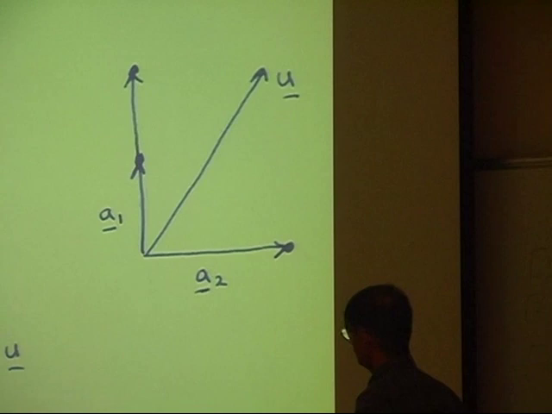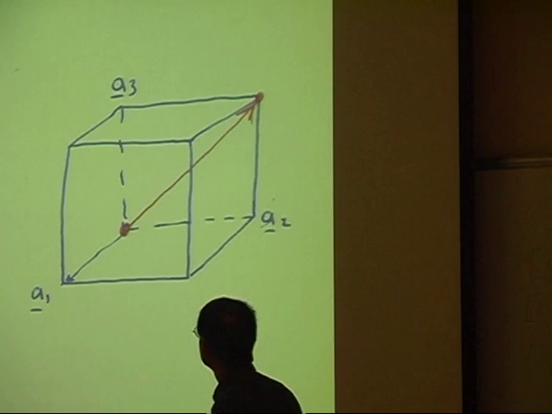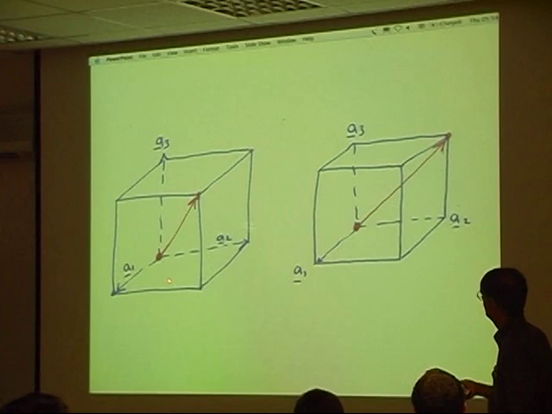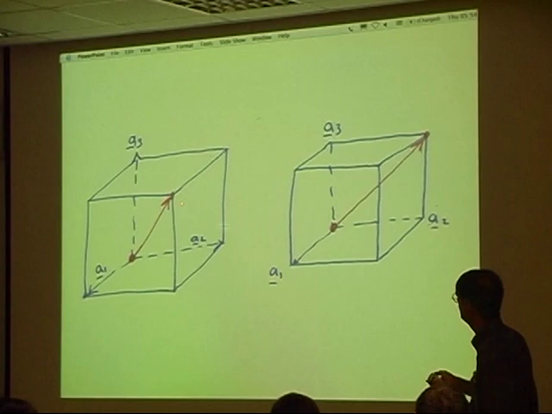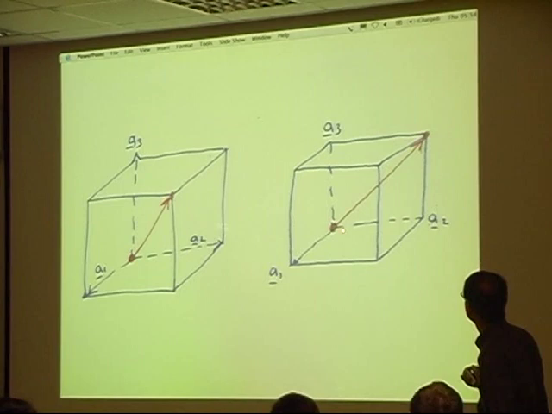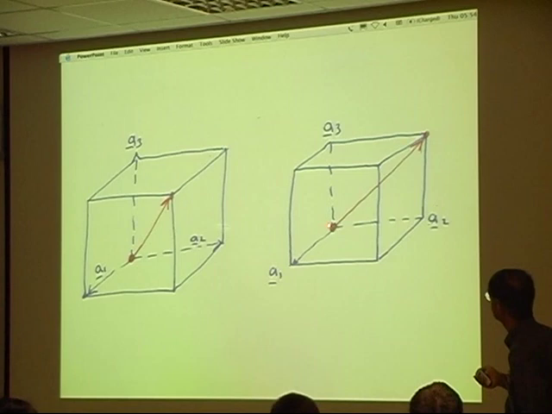Okay. So, indexing directions is fairly straightforward, whether it's in two dimensions or in three dimensions. In this case, this vector is one along A1, one along A2, and one along A3. So this is the 1, 1, 1 direction. And in this one, we go 0 along A1, 1 along A2, and 1 along A3, so it's a 0, 1, 1 direction.